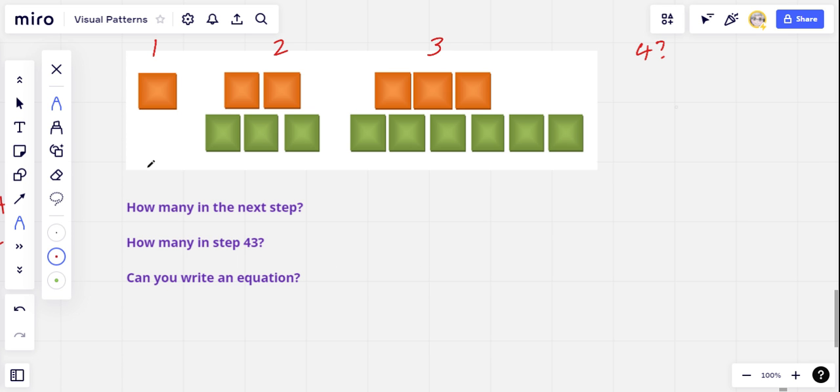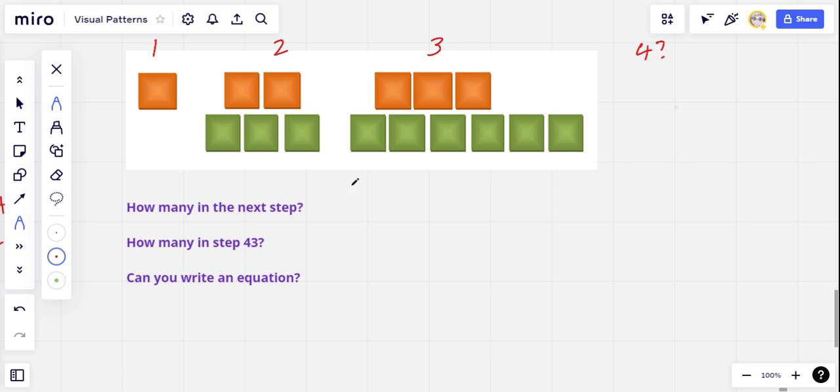All right, so this is interesting. We have two different colored boxes, and we start with just one orange box. And then if we look at just the orange boxes for now, we have 2 in the next step, 3 in the next step. If it was just the orange boxes, this would be pretty easy. I would predict 4 in step 4 because the number of orange boxes just seems to be the step number. I would predict 43 orange boxes in step 43.